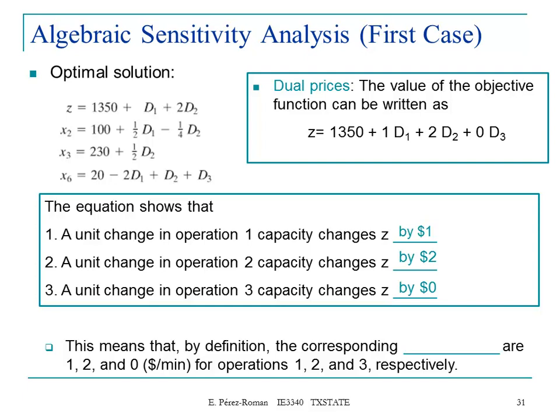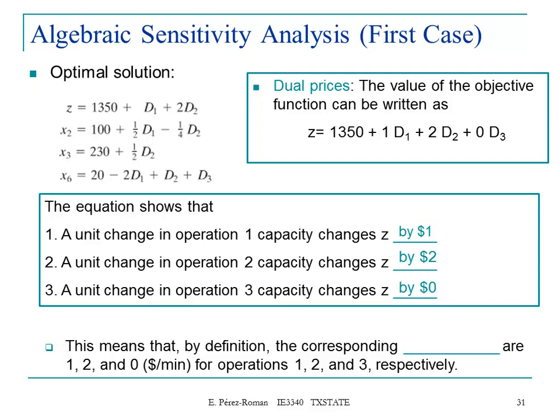So if you come here and you increase this to 461, that will mean that your objective function will increase by $2. Does that make sense? And that's what the dual price is telling you. So you can make decisions based on this and decide where you want to put your extra labor hours. From here you can see that if you increase this, that will give you the best profit. So for you, the decision will be, if you have extra operation hours, to put those in the operation that will give you more profit.